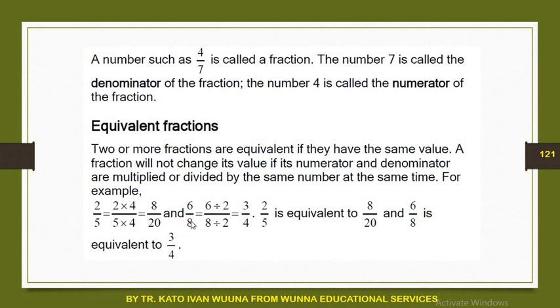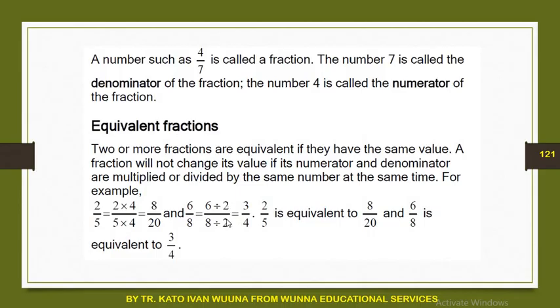We must make sure that the factor that is either multiplying or dividing can divide or multiply the numerator and the denominator. It should not consider only one. We should consider the numerator and denominator.